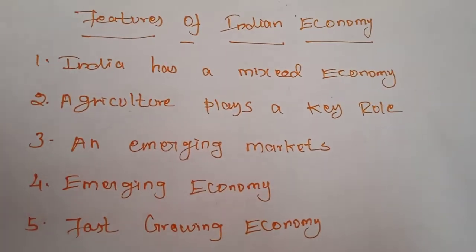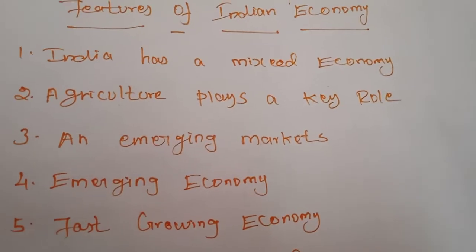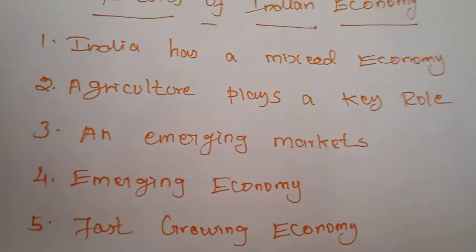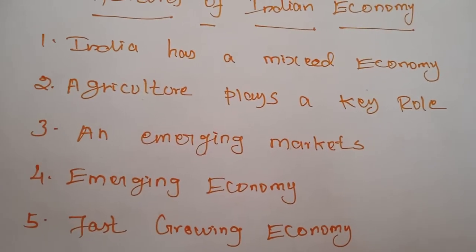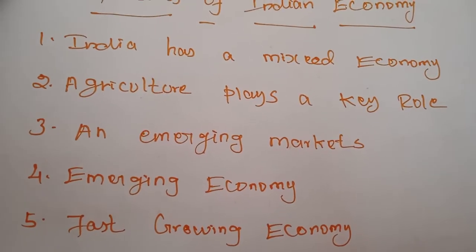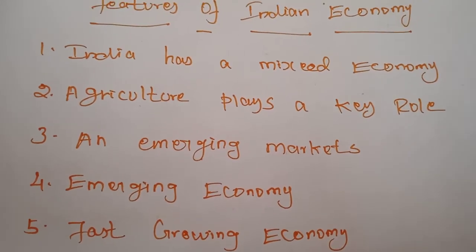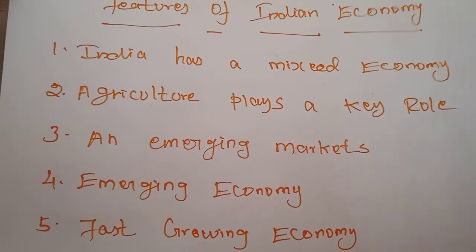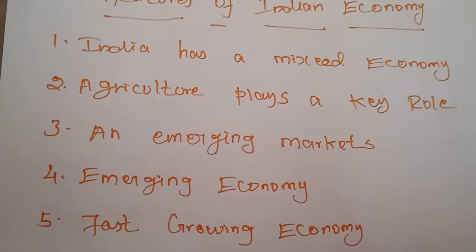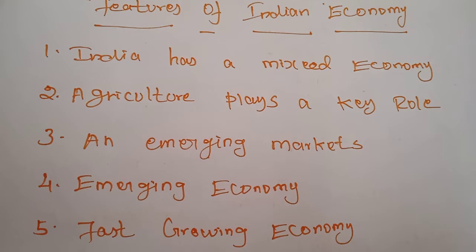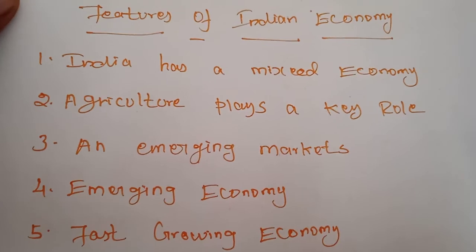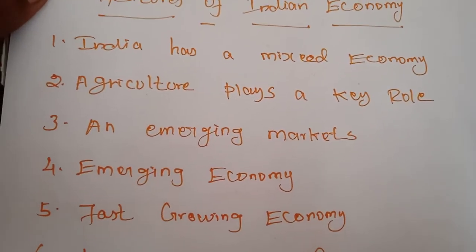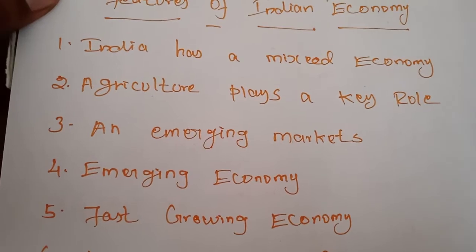Next, agriculture plays a key role in India. Agriculture plays a key role. Agriculture being the most pursued occupation in India, it plays an important role in the economy as well. Around 60% of the people in India depend upon agriculture for their livelihood. Mostly the rural people are involved in agriculture, and they produce abundantly.